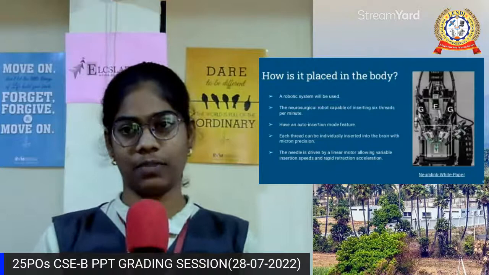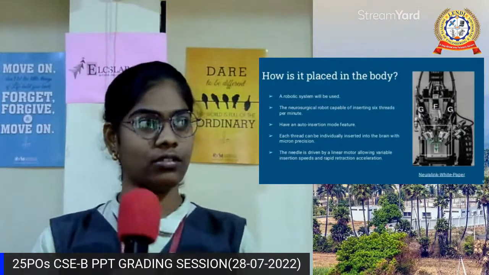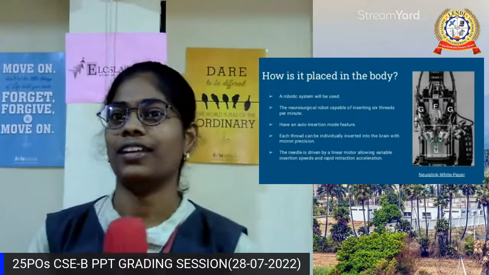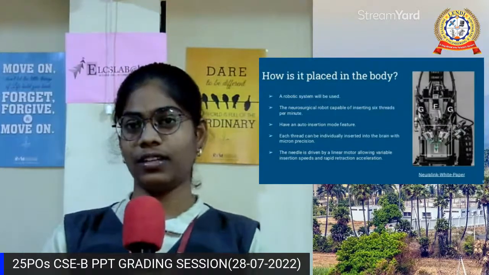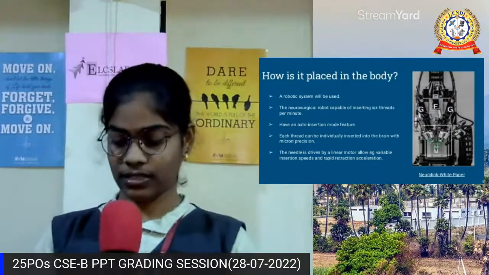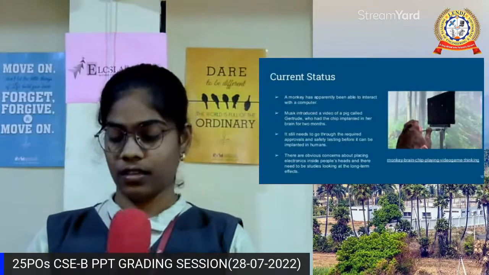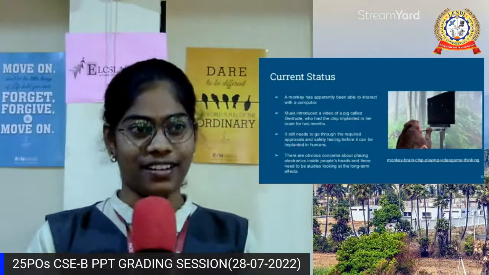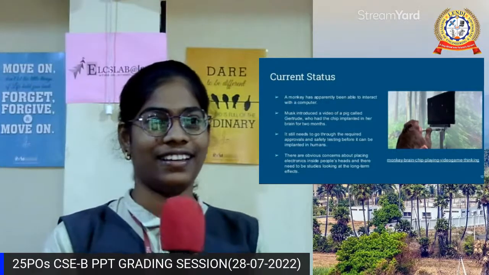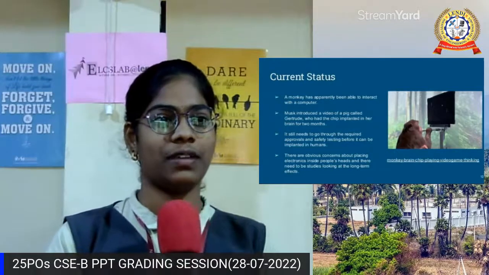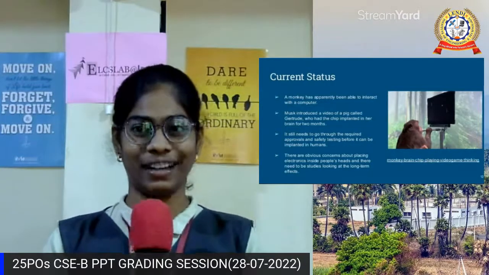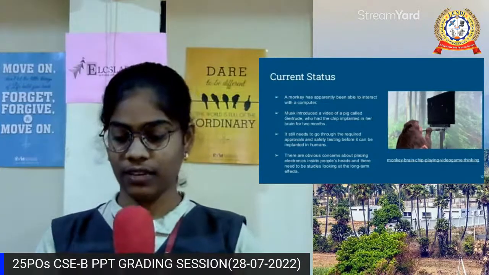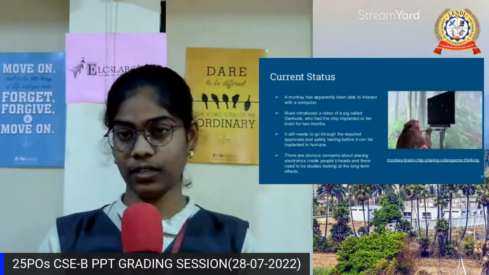How is it placed in the body? As I said earlier, a tiny part of the skull is removed and the device is fitted into your skull. A monkey has apparently been able to interact with a computer, and now the investigation is going on in humans.